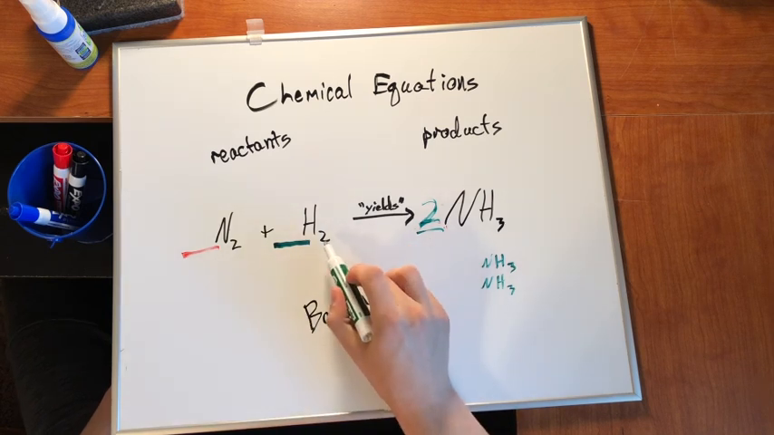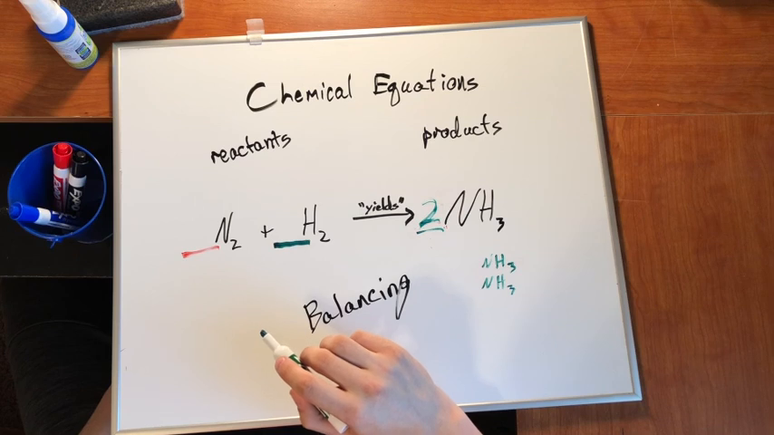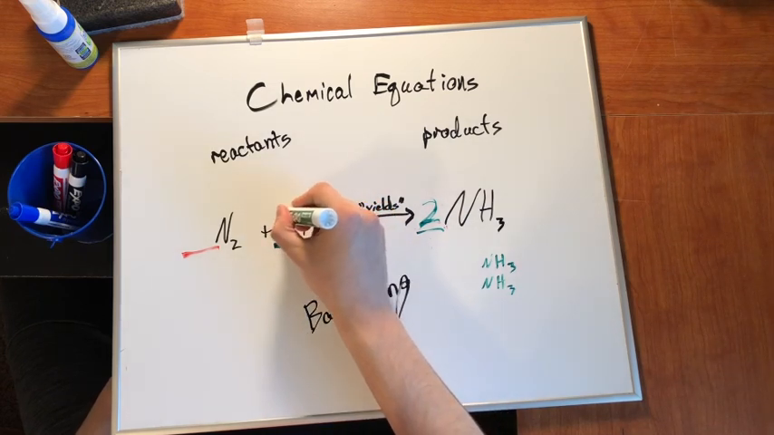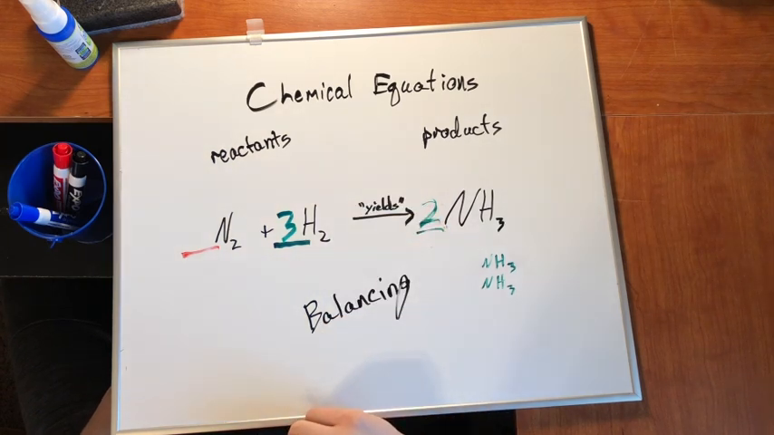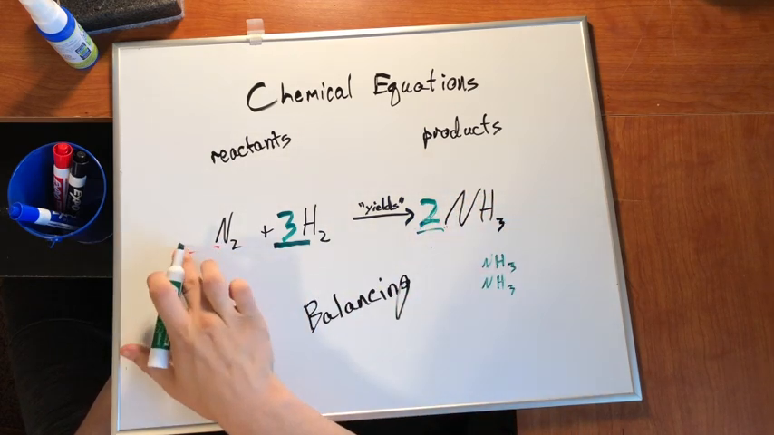Well, I can see that I have 2 hydrogen atoms per molecule, and I need to have 6 in total. So if I put 3 in front of there, now what we should have is a balanced equation, okay? And I can double check that.